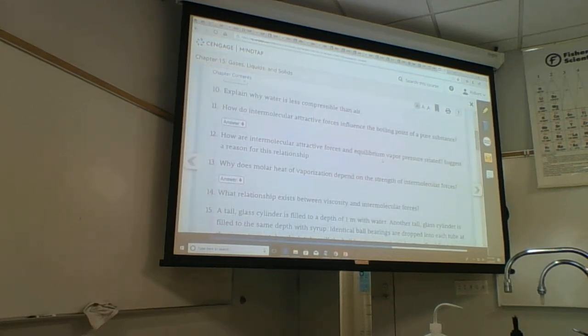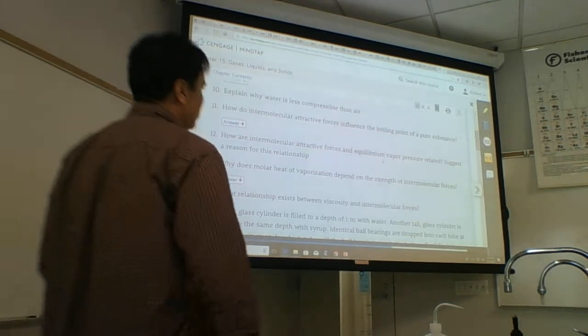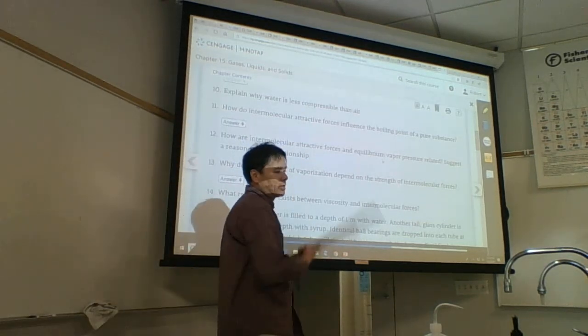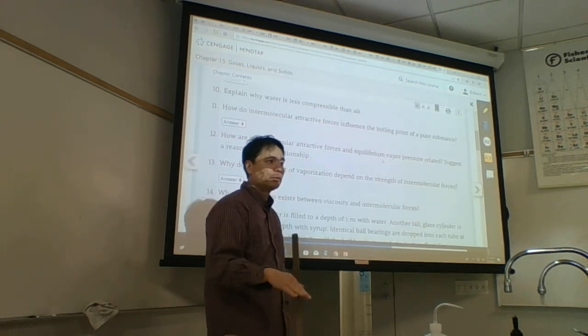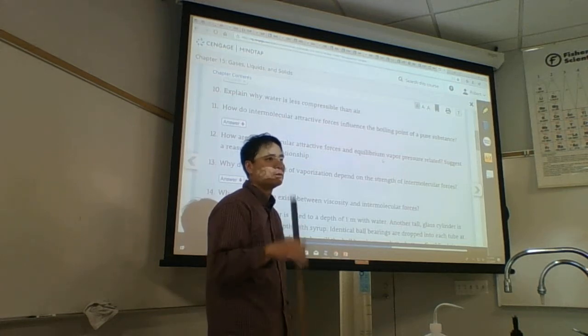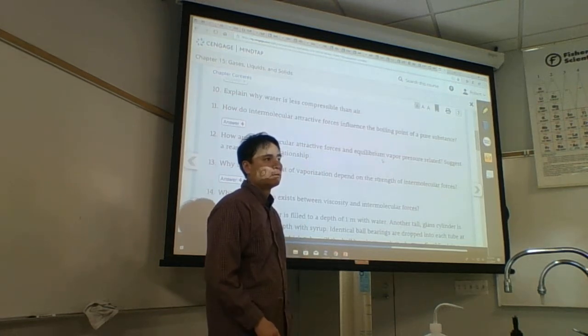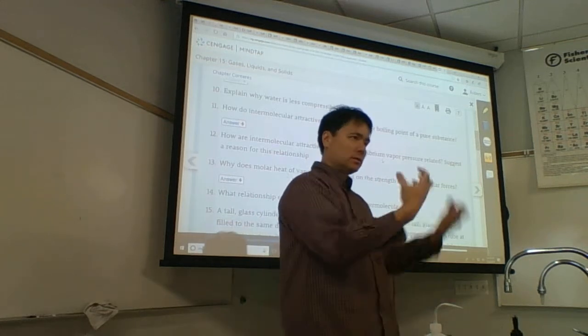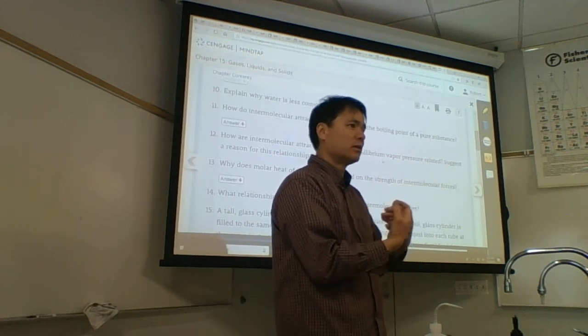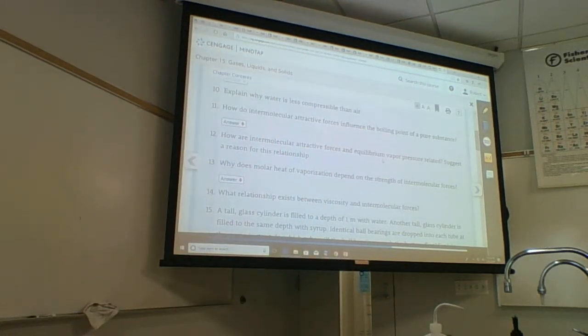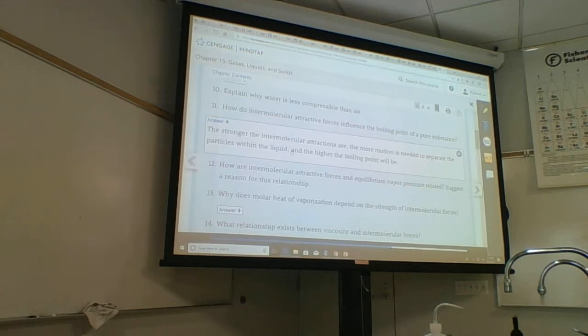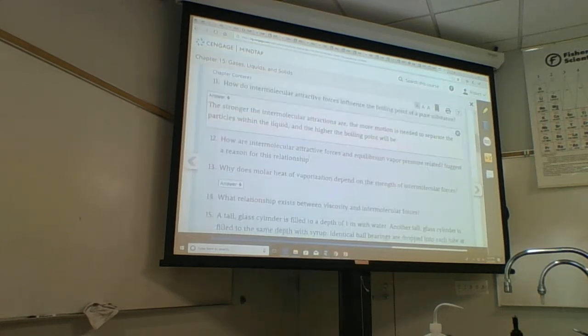Number 11. How do intermolecular attractive forces influence the boiling point of a pure substance? So basically this is just asking, the stronger the intermolecular force, the higher the boiling point or the lower the boiling point? Boiling point is the temperature at which it boils. So if you have strong intermolecular forces, the liquid is held together strongly, so the higher the boiling point. That's it. The stronger the intermolecular forces are, the higher the boiling point will be. Okay, that's 11.